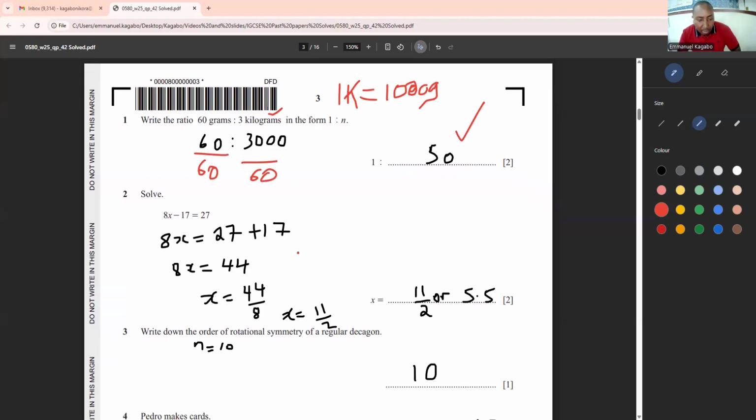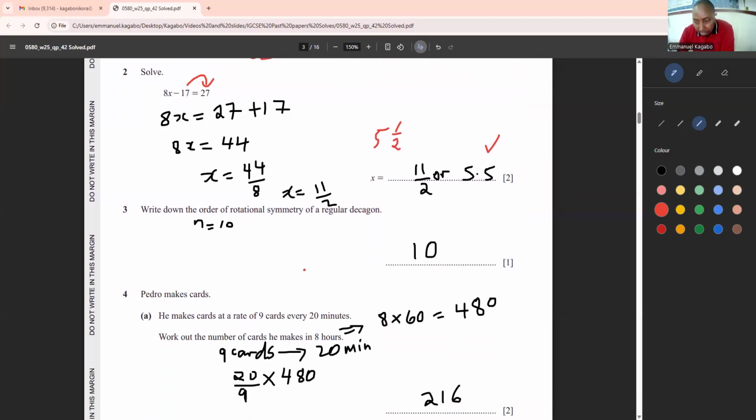Second question is a simple algebra question where you need to solve and collect like terms. The first thing, bring this on this side, and that is 8x equals 27 plus 17, and 27 plus 17 gives you 44. When you divide by 8, if you have a calculator, you can just simply divide directly, or if it's non-calculator, you just simplify and write 11 over 2, or you write it as a mixed fraction, which would be 5 and 1 over 2, depending on the context. But this is a calculator question. You just put 44 in your calculator, divide by 8, and then you get your final answer.